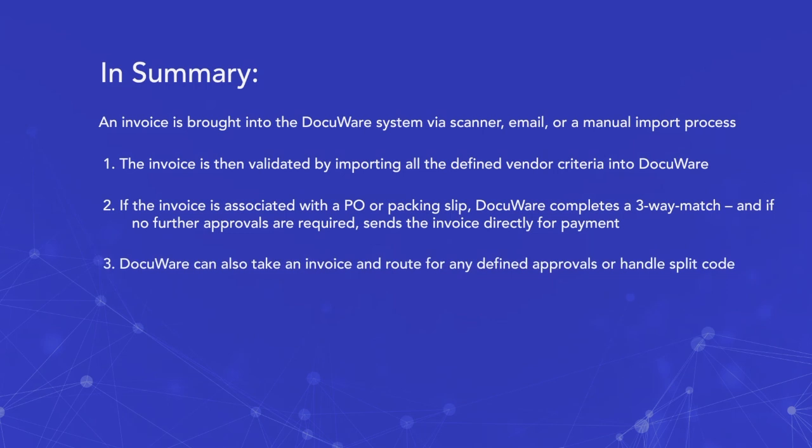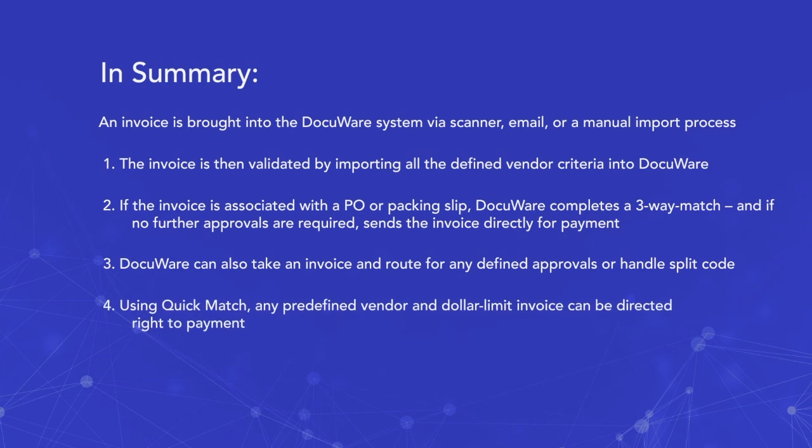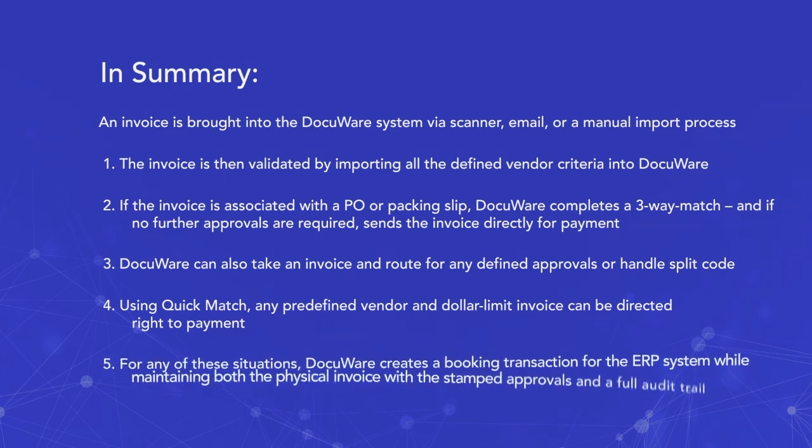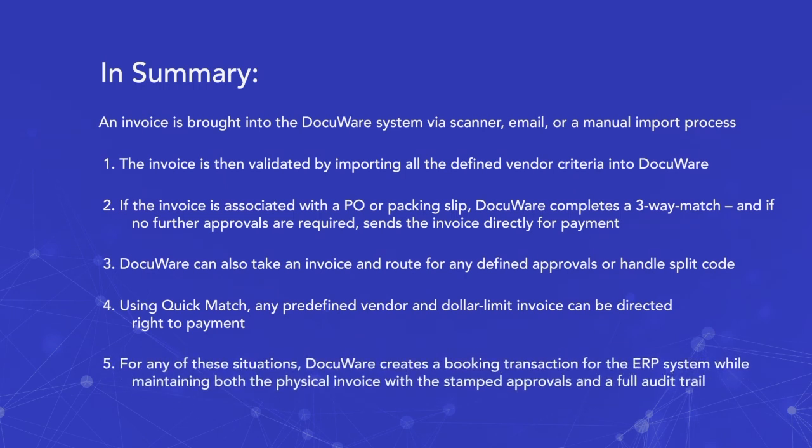Docuware can also take an invoice and route for any defined approvals or handle split code. Using Quick Match, any predefined vendor and dollar limit invoice can be directed right to payment. And in the end, for any of these situations, Docuware creates a booking transaction for the ERP system while maintaining both the physical invoice with the stamped approvals and a full audit trail. Docuware's Kinetic solution for invoice processing can be configured and in production in just a few days.